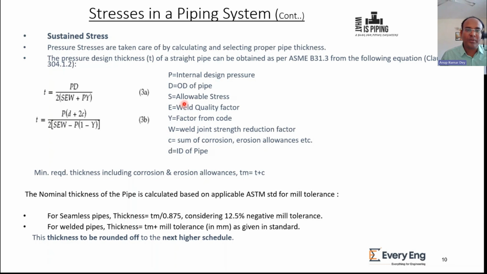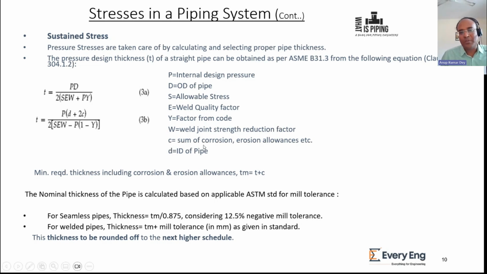Now S is the allowable stress. That is the basic allowable stress only, which we will learn in later stages, how to calculate the basic allowable stress. Then E, Y and W, these are three factors. These factors are given in the code itself. So we have to go to the proper table, and from that table we have to find out these values.